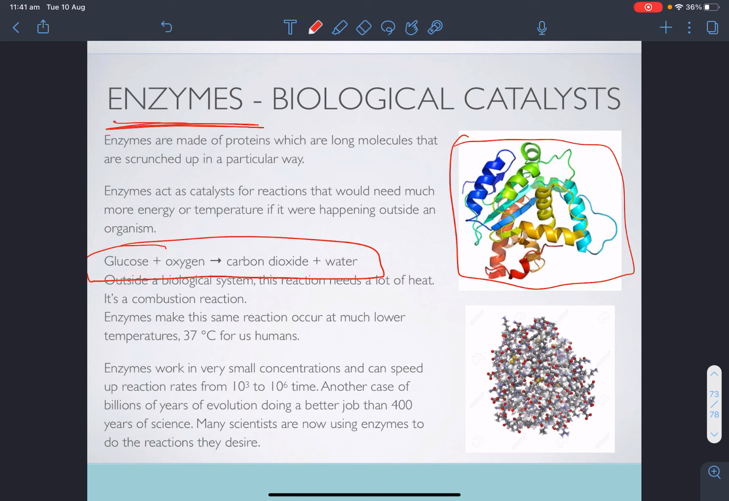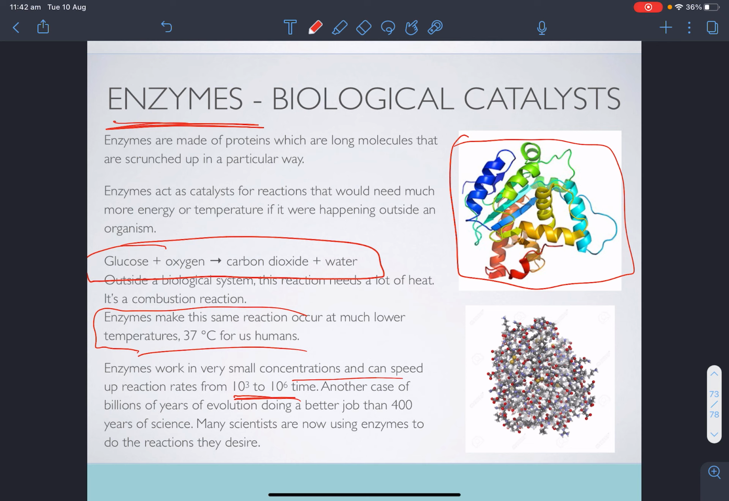So enzymes make this combustion reaction happen at 37 degrees Celsius for humans. They work in very small concentrations and they're like an introduction kind of catalyst. They bring things together. And they speed up reaction times by 1,000 to 100,000 times. That's a huge amount. That's crazy stuff.